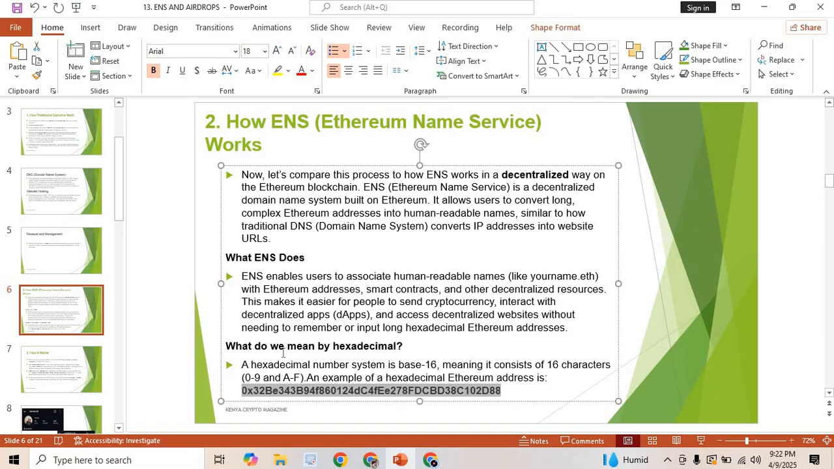So what do you mean by hexadecimal? A hexadecimal number system means it consists of 16 characters, 0 to 9 and A to F, and an example of a hexadecimal Ethereum address is what we've been talking about right here.